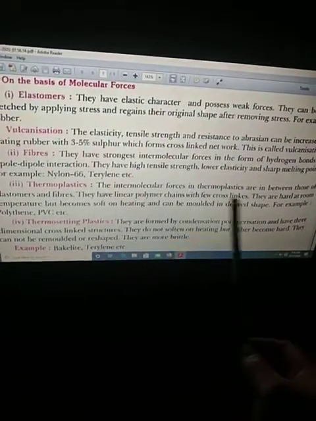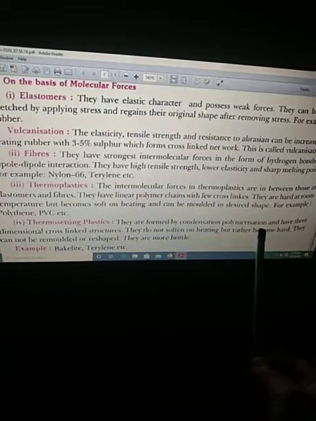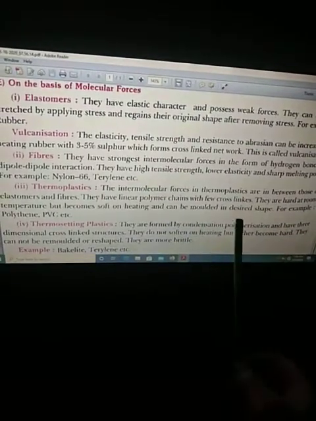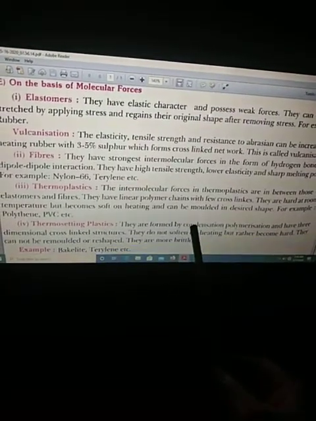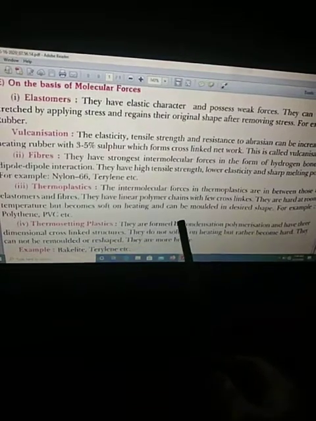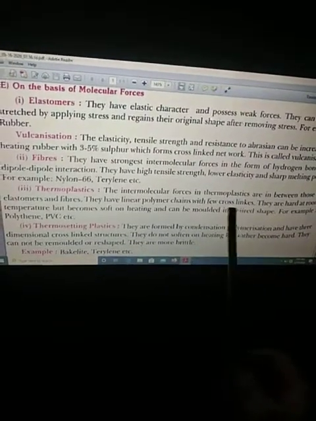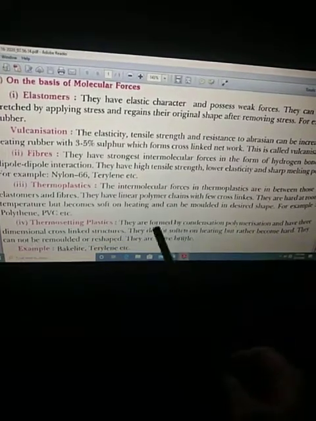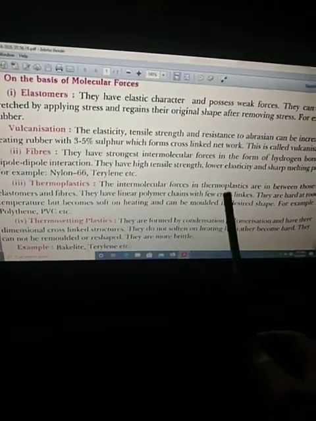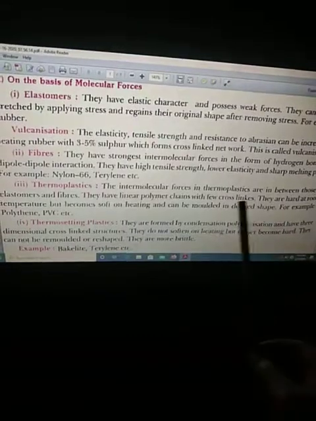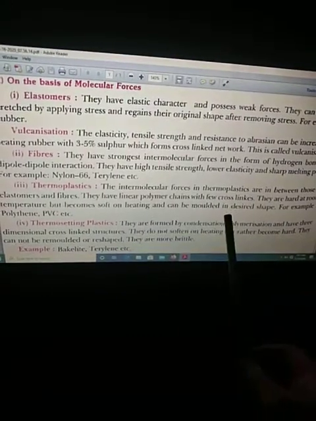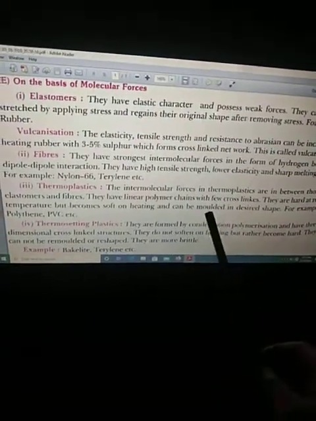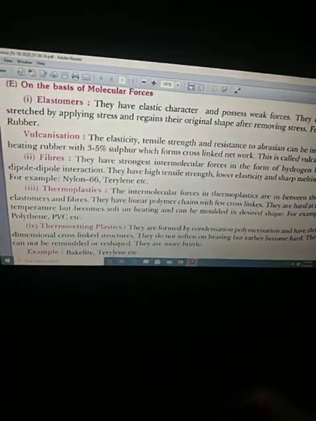Thermosetting plastics are formed by condensation polymerization and have a three-dimensional cross-linked structure. They do not soften. The property of these is that they don't become soft on heating, rather they become hard. That means when we heat, it becomes hard instead of soft, and we cannot mold it in any shape. They are more brittle, that means they can easily break. Examples are bakelite and terylene.